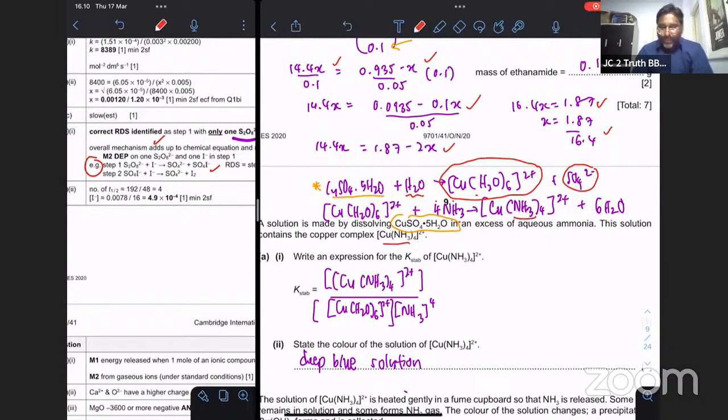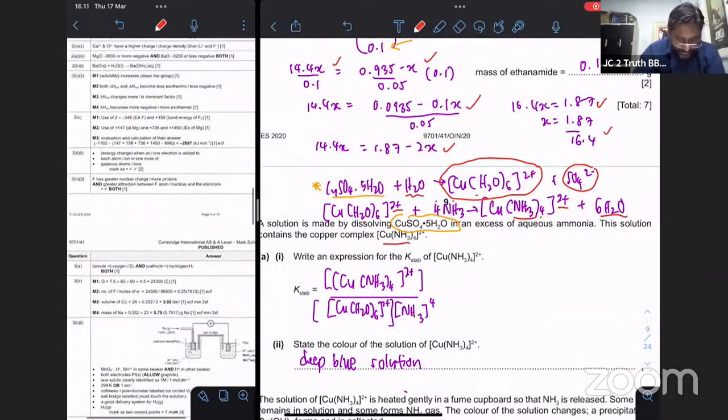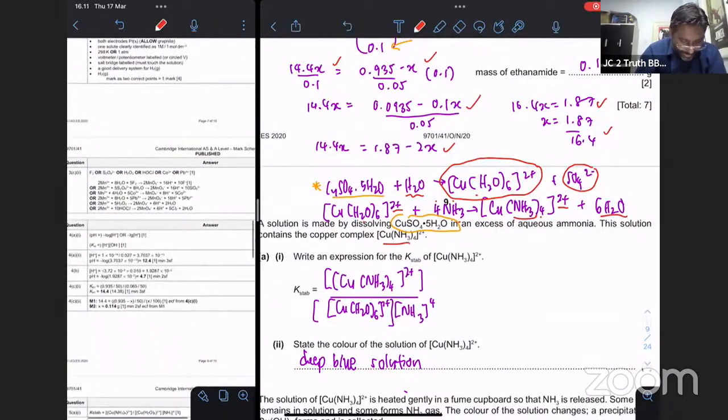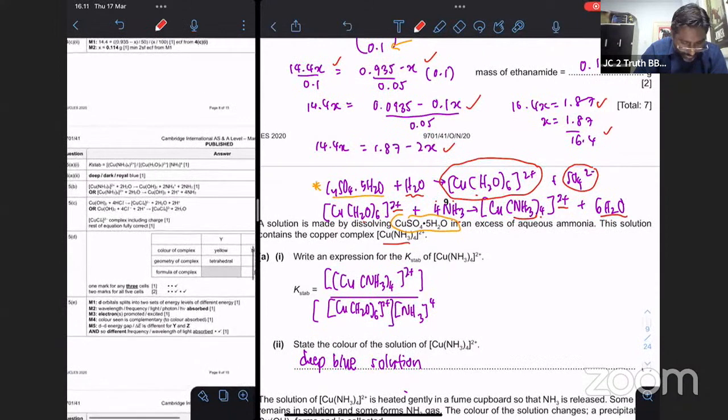You are going to get this, and all these ligands are going to be 0 charge. Copper was 2+, so it will still be 2+, and then they remove 6 waters, so 6 moles of water will be released. Let's also look at the marking key. Hold on. All right, I will keep the marking key here also.